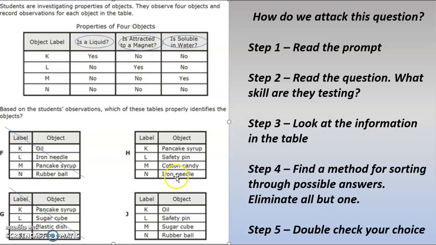And then N, iron needle. Is it a liquid? No. Is it attracted to a magnet? No. Iron needle is attracted to a magnet. So you can cross through H. Then all we have to do is look at J and say, well, do they match up? Do all of these match up? Because it's the only option left to us.